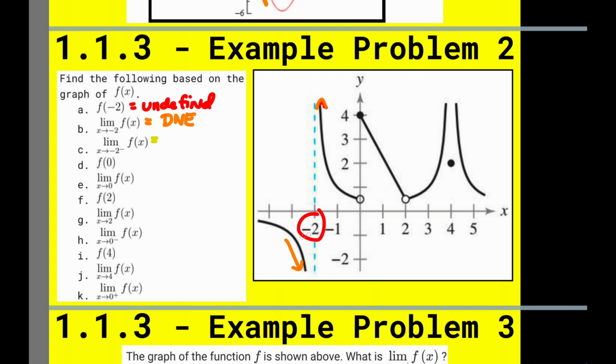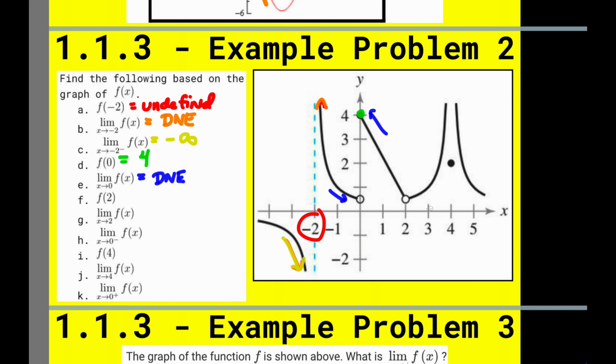Negative 2 from the left, that's this part right here. If you notice, it's negative infinity, so I'm going to put a little negative infinity in there. F of 0, that's just straight up algebra. F of 0 is right here, 4. The limit as x approaches 0, okay, so we're approaching 0 from this side and we're approaching 0 from this side. It does not agree on both sides, so that's going to be a DNE.